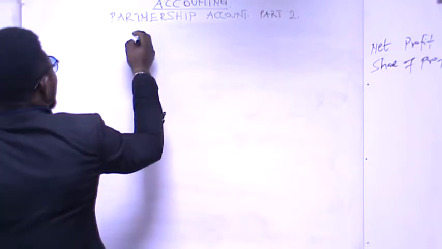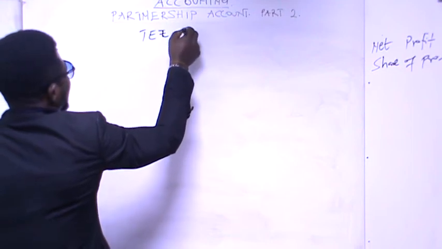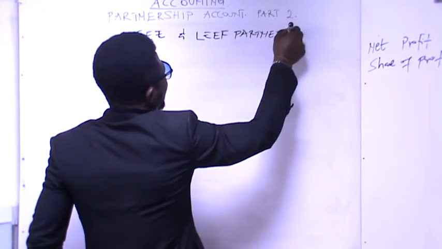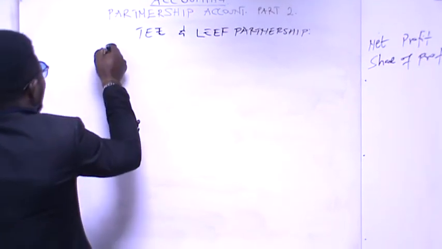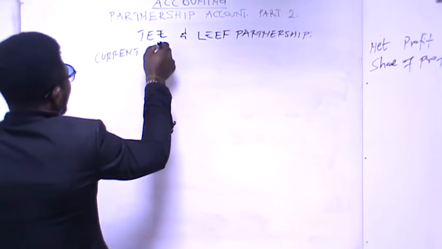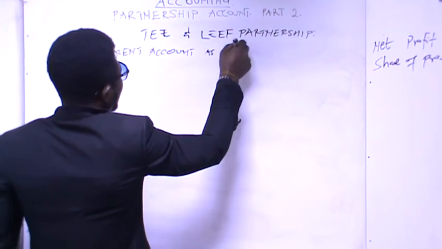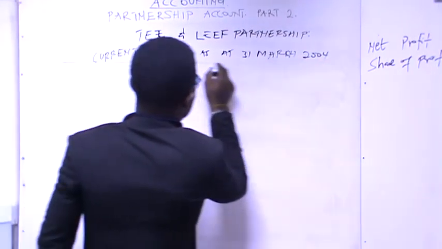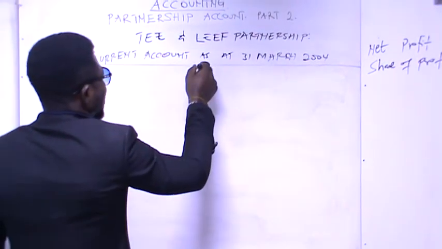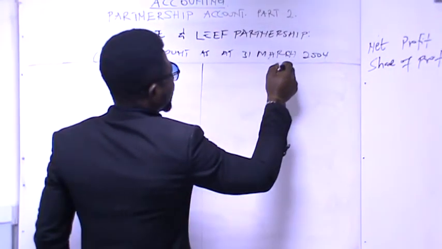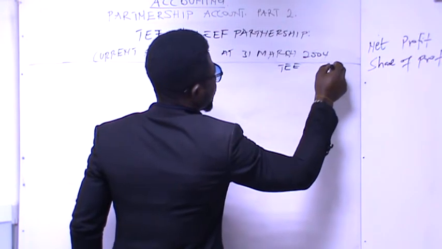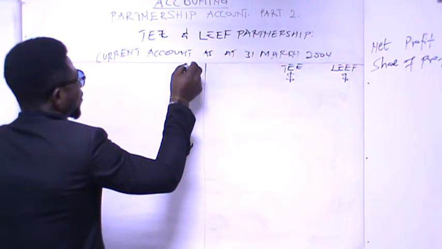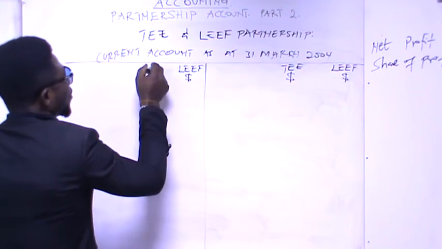So we are going to prepare the T and Leaf partnership partners' current account as at 31st March 2004. We are preparing this in a columnar form. We are not preparing it separately for the partners. So we're going to have T, then Leaf, and we are dealing in dollars, so remember to put your currency. We have Leaf, put your currency, then T also.